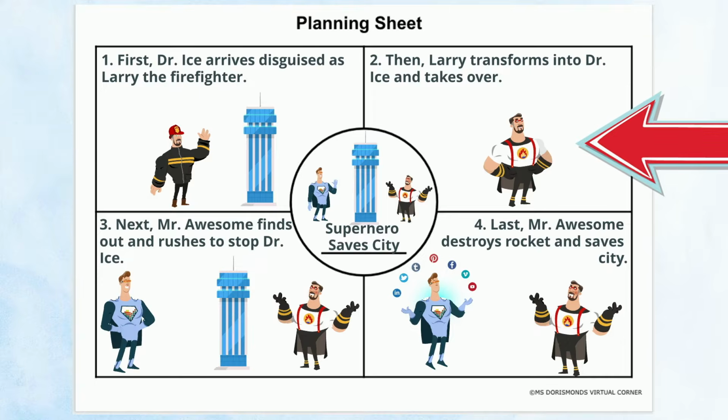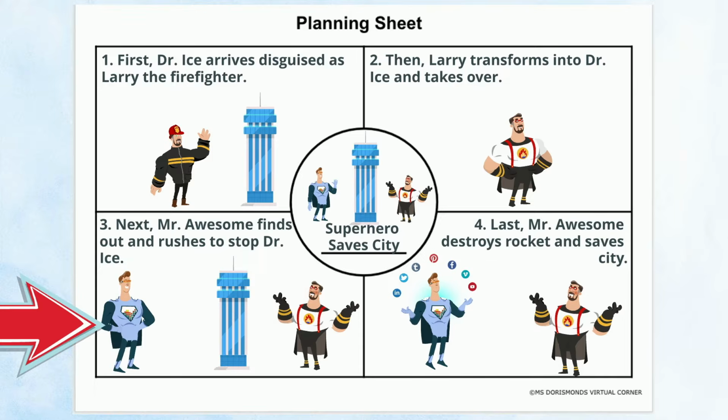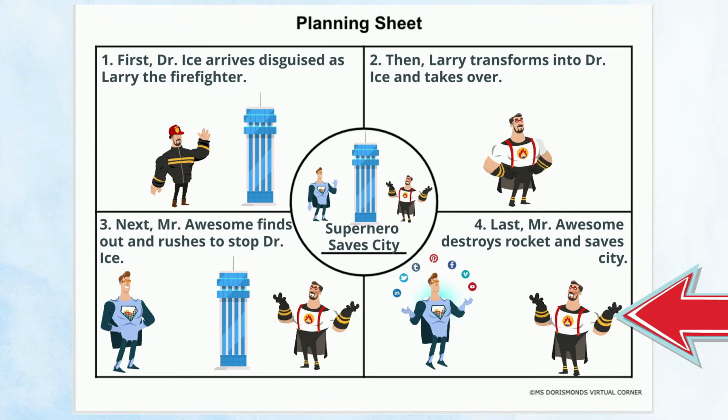Then, he transforms into Dr. Ice and takes over Megacropolis Tower. Next, Mr. Awesome finds out about the takeover and Dr. Ice's plans to destroy the city and rushes to the top of the tower to stop him. Last, Mr. Awesome destroys Dr. Ice's ice rocket and saves the city of Megacropolis.